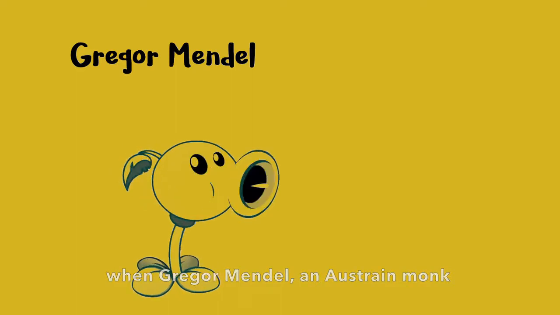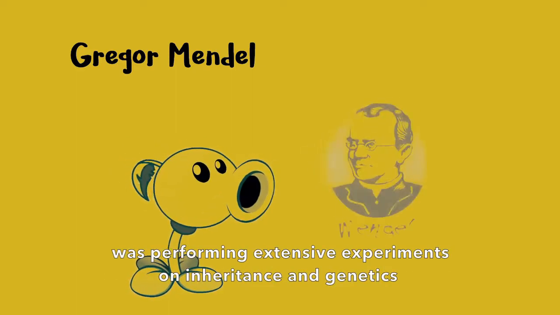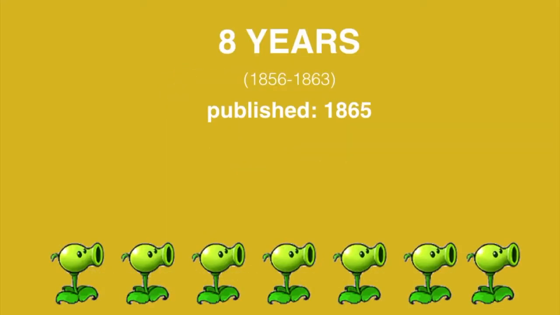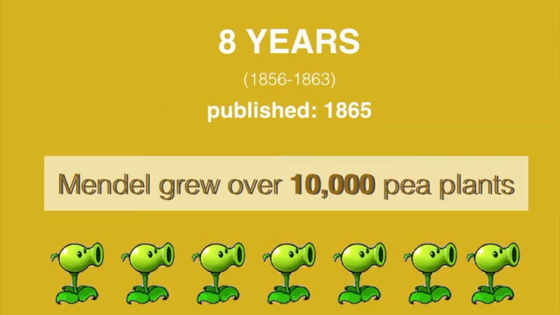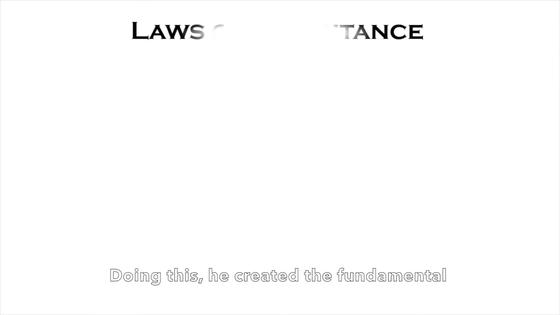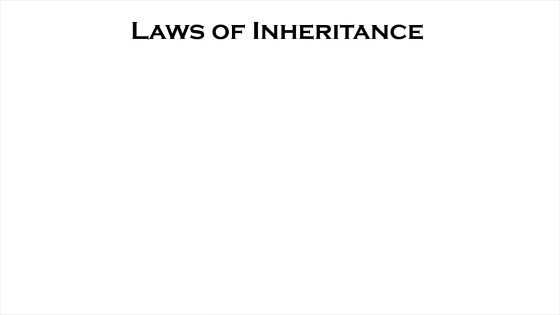It began in the mid-19th century when Gregor Mendel, an Austrian monk, was performing extensive experiments on inheritance in genetics. His experiments with pea plants took him 8 years. During this time, Mendel grew over 10,000 pea plants, keeping track of progeny, number, and type. By doing this, he created the fundamental laws of inheritance.